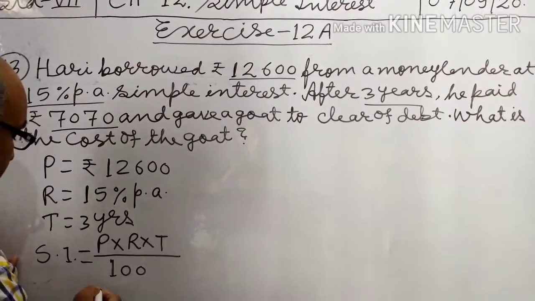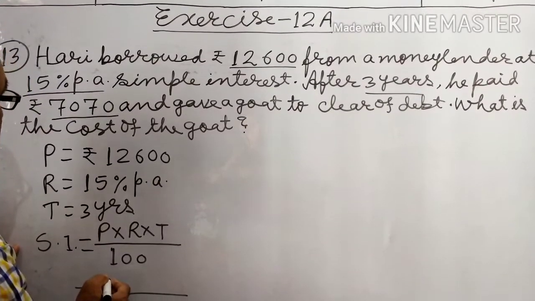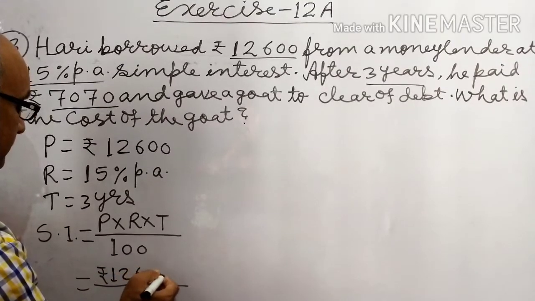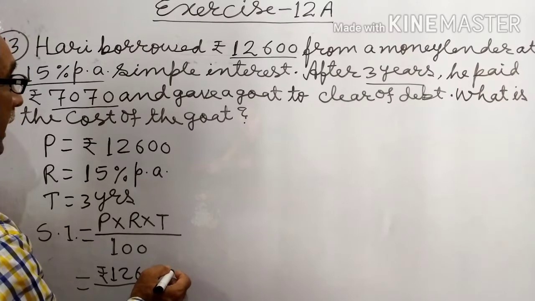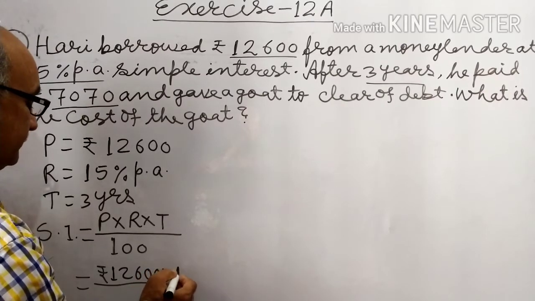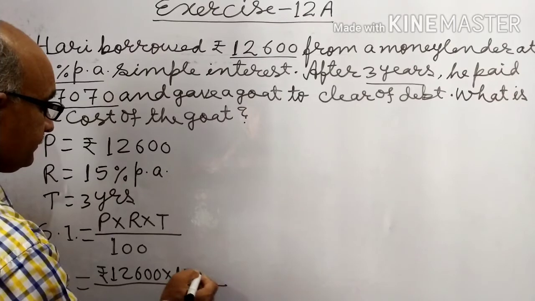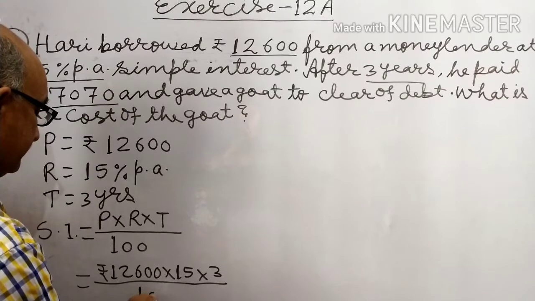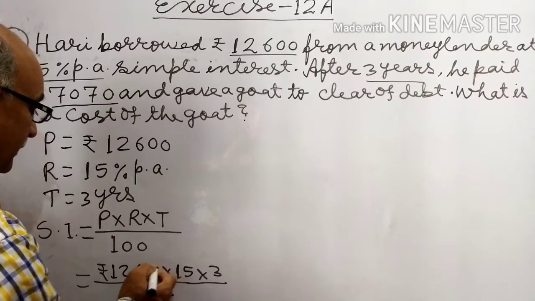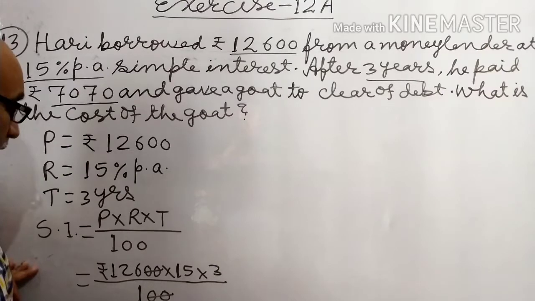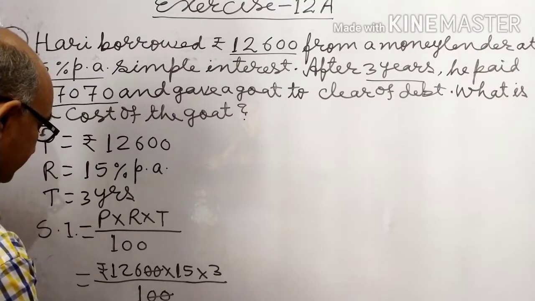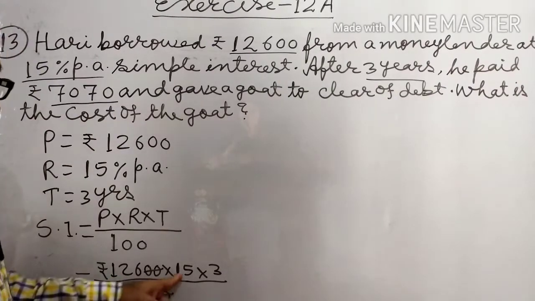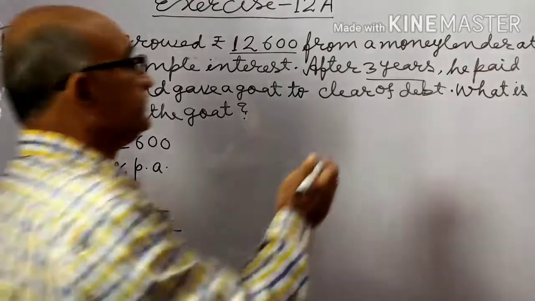SI equals rupees 12,600 into R 15% into T 3 years by 100. Cancel the zeros. Now multiply it: 126 multiplied by 15, 3 times 15 is 45.